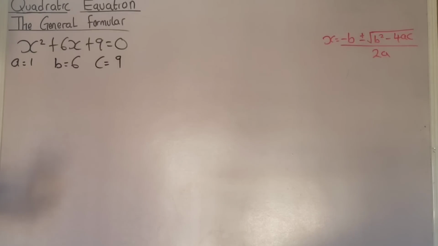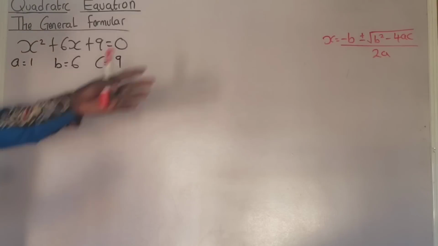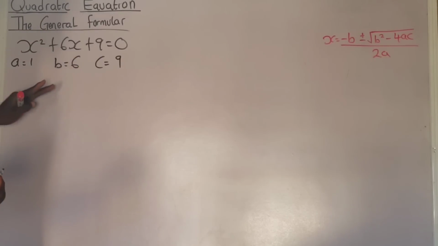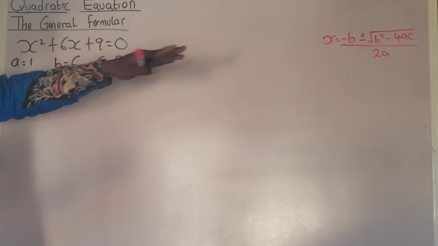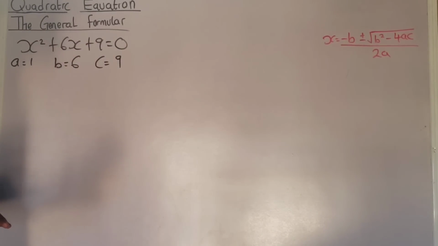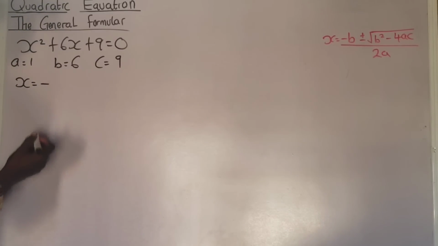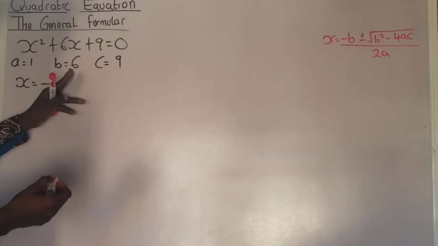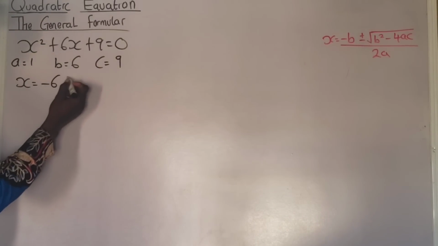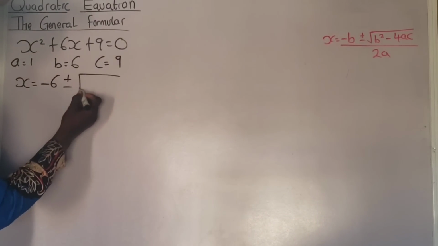So now, having identified the parameters in the formula, the next step is to substitute all these parameters into this formula. Then you are going to get the value of x. So let us proceed. For this, I'm going to have x equals minus b. B is 6, so I'm going to have minus 6 plus or minus the square root of b squared.